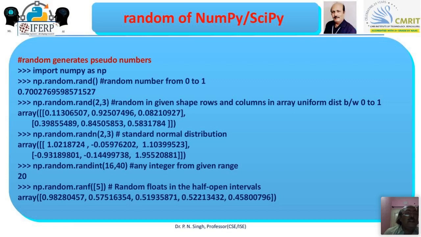You can see here how many digits it is displaying after the decimal, because Python does not require a particular data type to be declared at the beginning. Whatever data you have initialized, internally it will decide its type and size. But if you want random numbers in a given shape, here two rows and three columns, it displays all the random numbers in two rows and three columns.